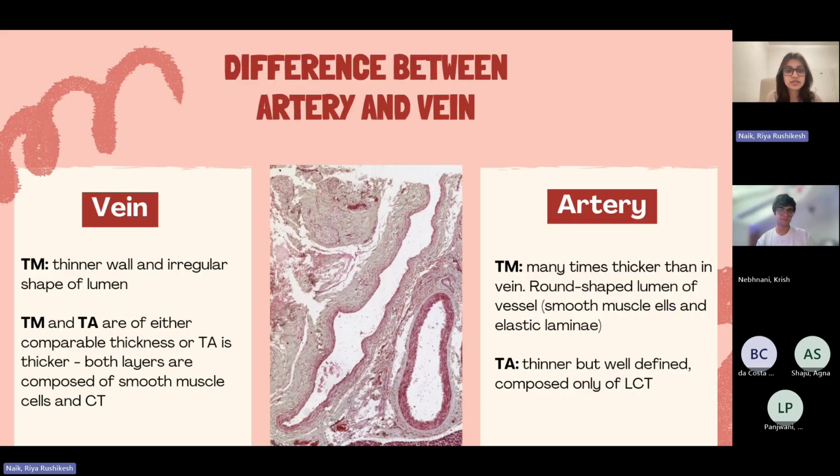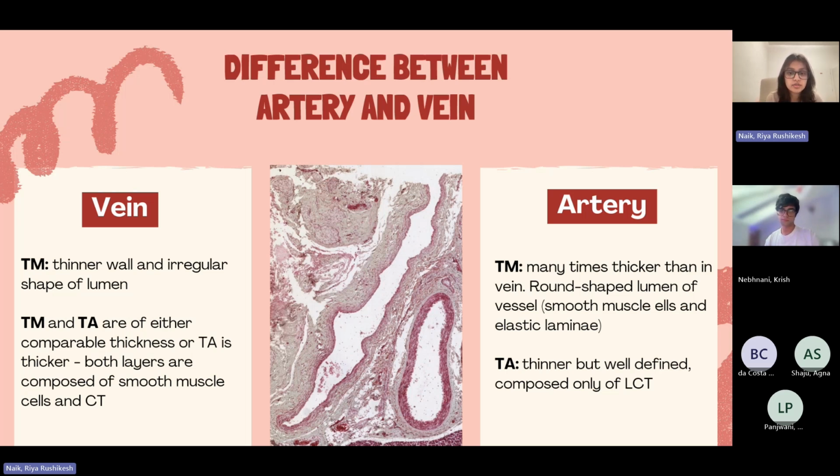Now, to summarize everything I just said, let's talk about the differences between the arteries and the veins. This structure over here is a vein, and this one is an artery. The vein has a pretty irregular lumen, as you can see, and the artery has a regular round-shaped lumen. The tunica media of the vein is pretty thin, which gives the vein an irregular shape, whereas the tunica media of the artery is almost 5 times as thick as the vein, and it ensures that the artery has a round-shaped lumen.